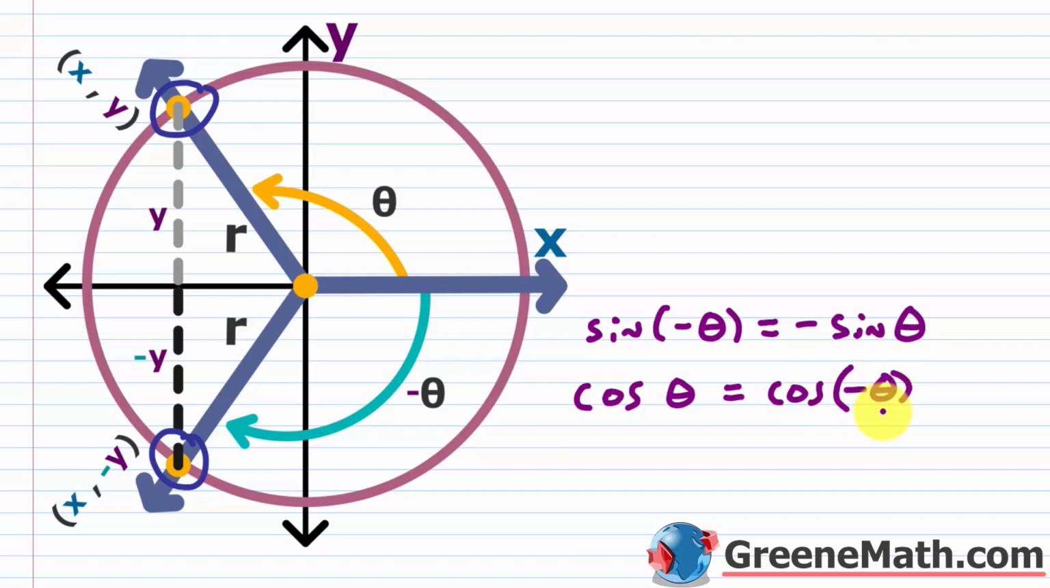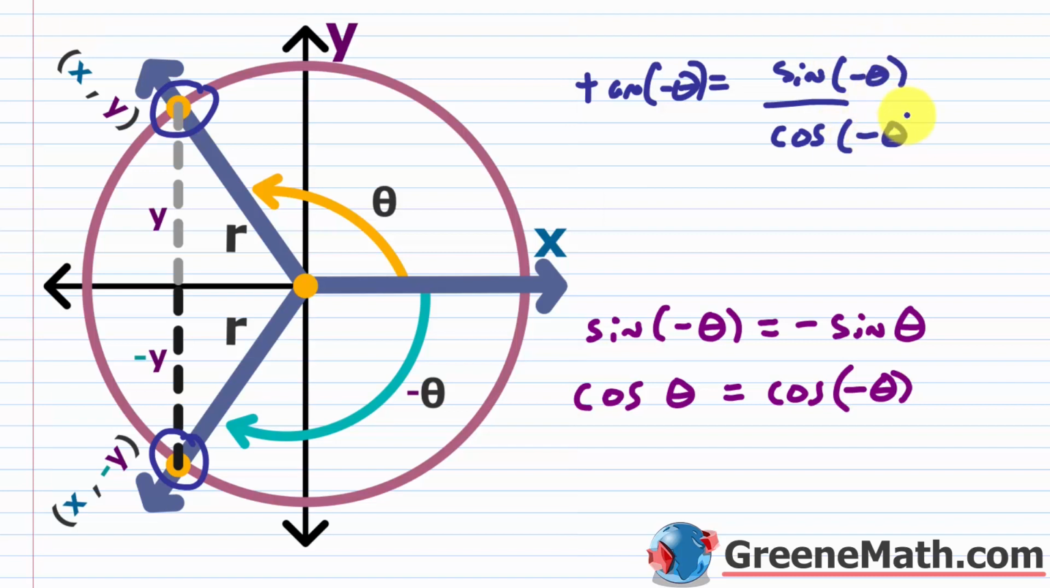Lastly, I'm going to take these relationships and build something with tangent. I know that the tangent of theta is equal to the sine of theta over the cosine of theta. Now, let's think about this. If I had a negative theta, then all of these would just be negative theta. So if I erase this and put a negative theta in here and a negative theta in here, I want to think about how I can take what I just found, plug it in, simplify, and come up with something.